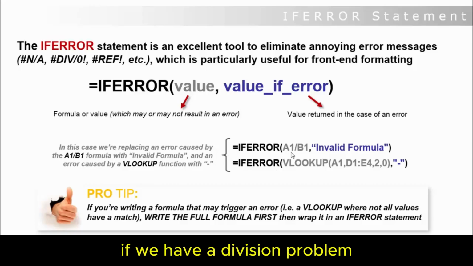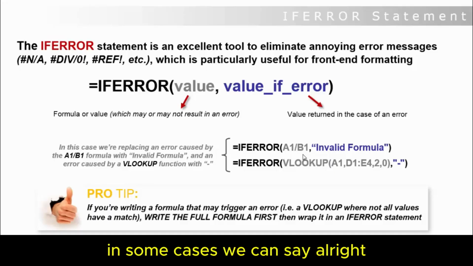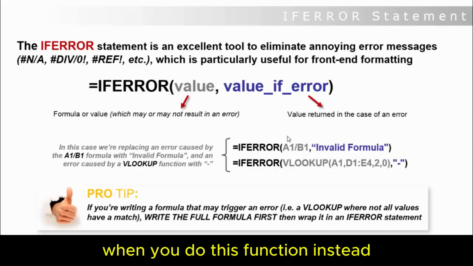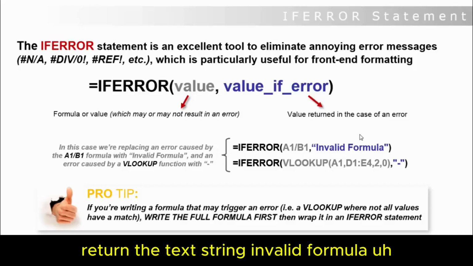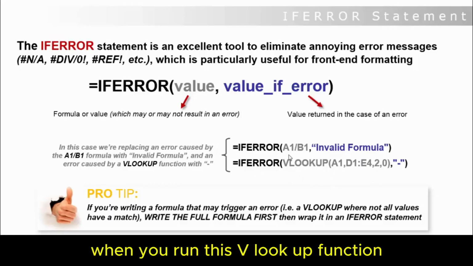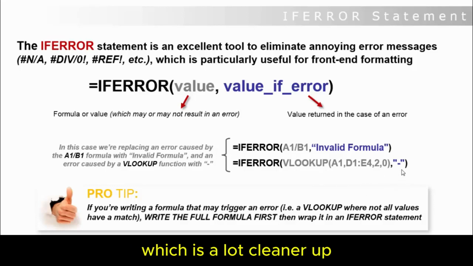If we have a division problem, A1 divided by B1, and we know that B1 might potentially be a 0 in some cases, we can say, all right, instead of giving me a #DIV/0!, when you do this function, instead return the text string "invalid formula". In this other example, we're saying, if you get an error when you run this VLOOKUP function, just show me a dash in quotes, which is a lot cleaner.